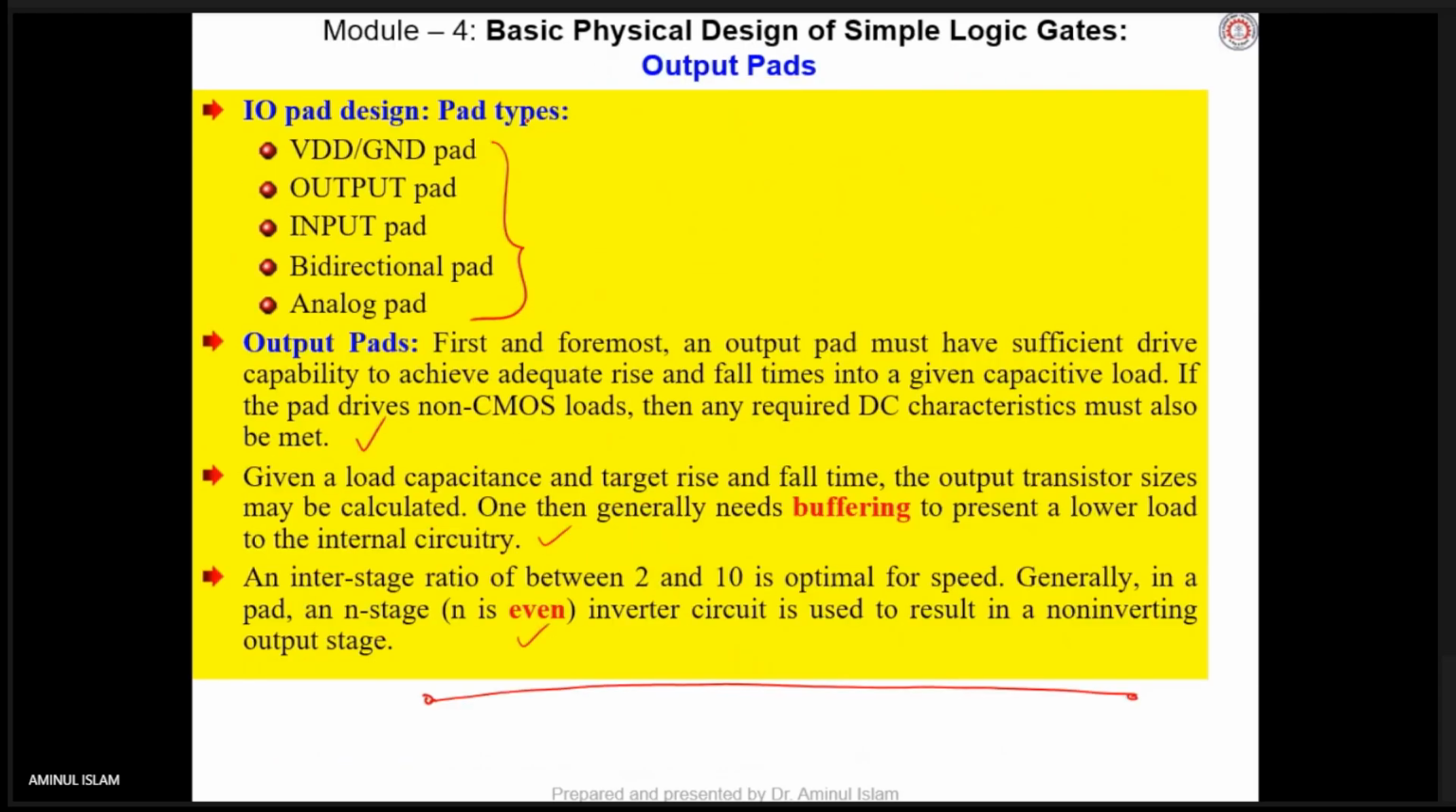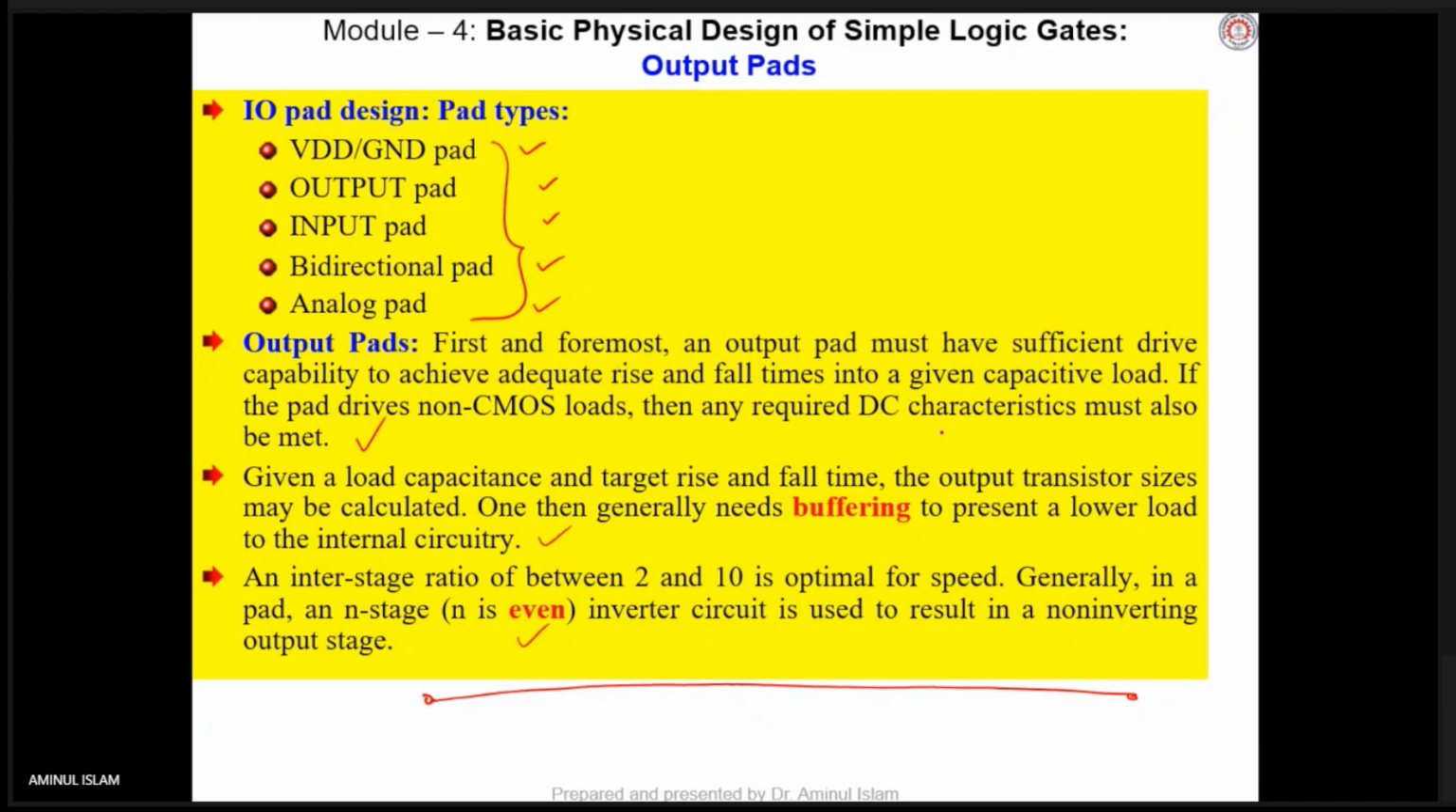Now, the various things we are going to discuss are pad types: VDD and ground pad, output pad, input pad, bidirectional pad, and analog pads. First we are going to discuss the output pads. What is an output pad? What would be there in this pad?